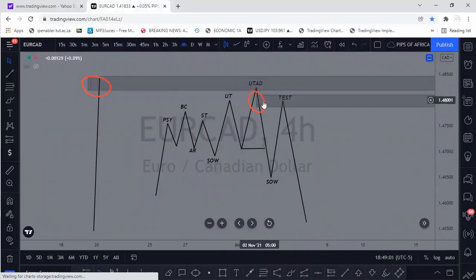You go back and check, there's an order block here. Then you must wait for the market to get inside the order block zone, and then you take a trade from there. It is as simple as that, right?